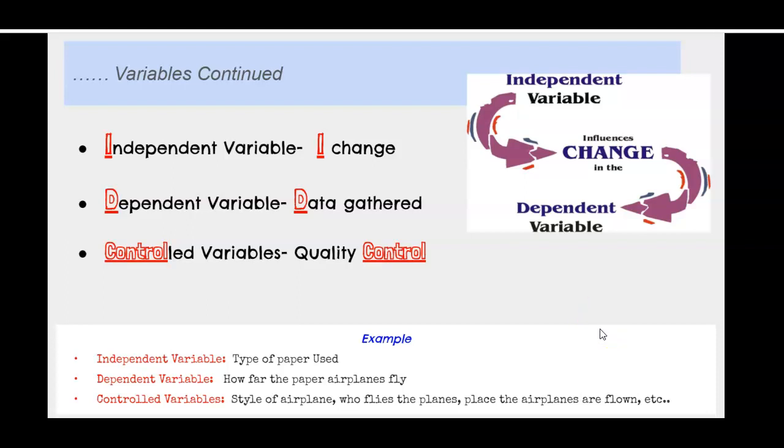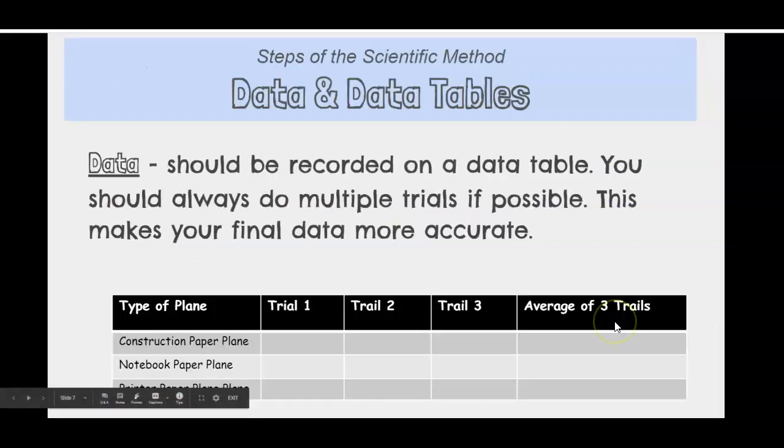Because if you change those things, then the independent variable, the type of paper, might not be the only thing that's affecting how far it flies, right? So controlled variables are all the things that you keep the same in order to make sure that the quality of your experiment is dependable. So it's your quality control variables.